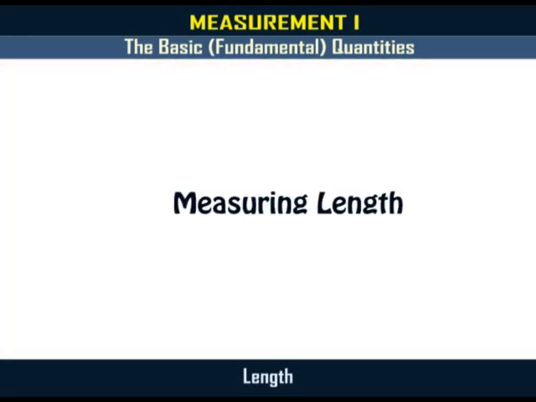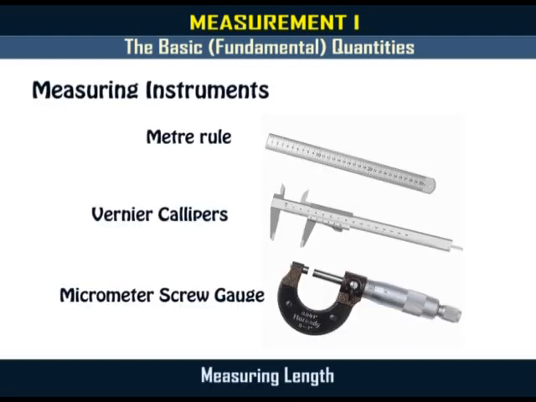Length can be measured by estimation or accurately by using measuring instruments. There are various instruments used to measure length, and the choice of an instrument depends on the size of the length to be measured and the level of accuracy desired. At this level, let's just talk about the meter rule.